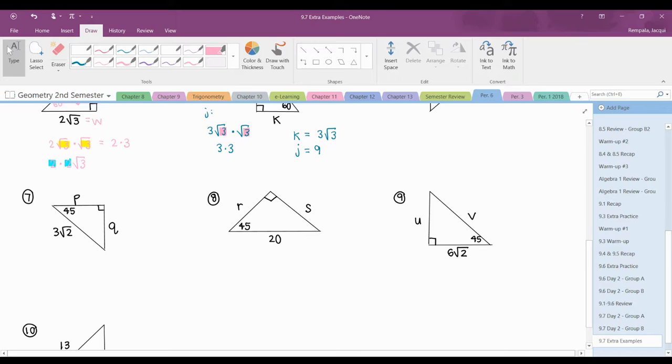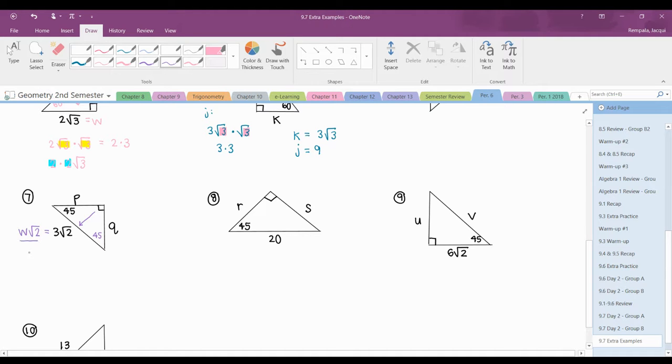Okay, if I take a look at the next example, we have a 45-degree angle, which means the other one also has to be 45. Notice that the side that I've given us is across from the 90 degrees, so that means 3 root 2 is the biggest side. So remember, that means we have to set up an equation to solve for the small side. Because it's going to equal W root 2, I'll set those equal.